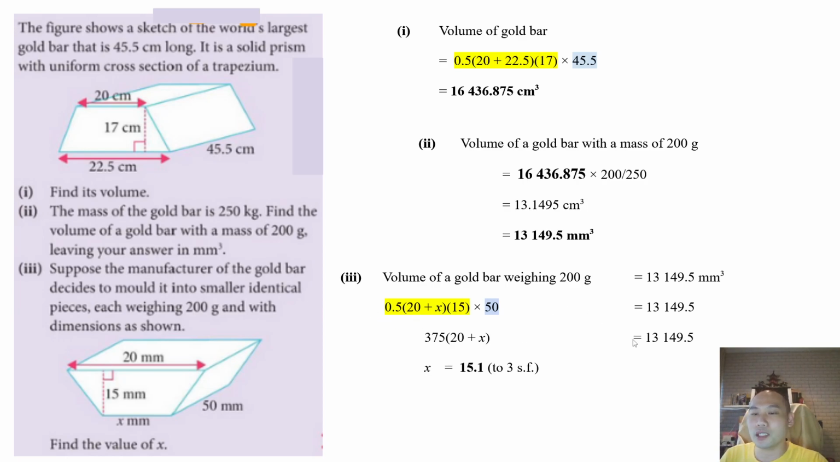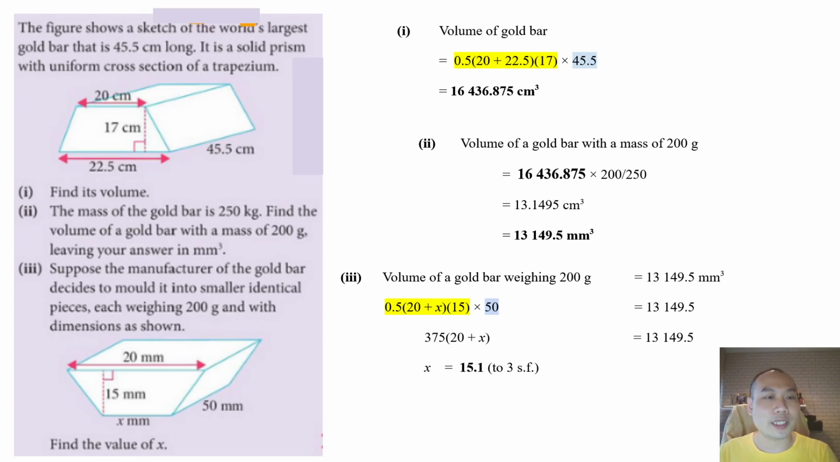And this volume is equal to the answer to part 2, which is also the volume that we calculated from a different source using proportionality. We work this out and simplify: 0.5 times 15 times 50 is 375. Then, to get the value of x, we take 13,149.5 divided by 375, minus 20, and you should get the value of 15.1, rounded off to 3 significant figures.